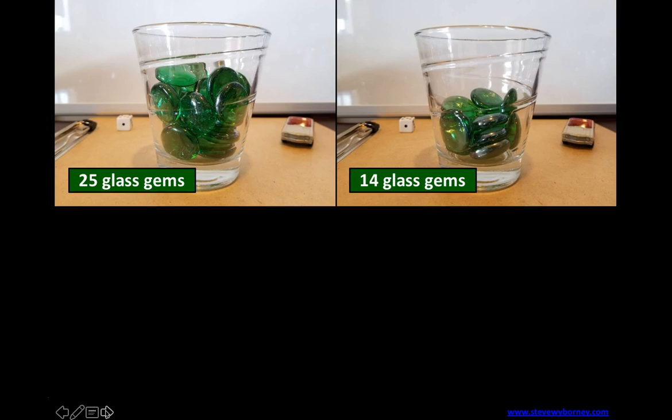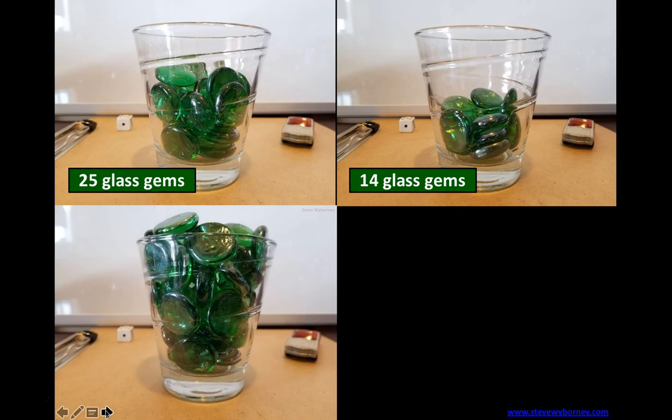Now let's take a look at box number 5. In box number 5, there are this many gems. Please make an estimation. If that's 25 and that's 14, wow, this is a full glass. Please write your estimate. Do you think it's going to be less than 14? Pause the video if you need more time. The reveal is coming. Make sure your estimation is written down in box number 5.